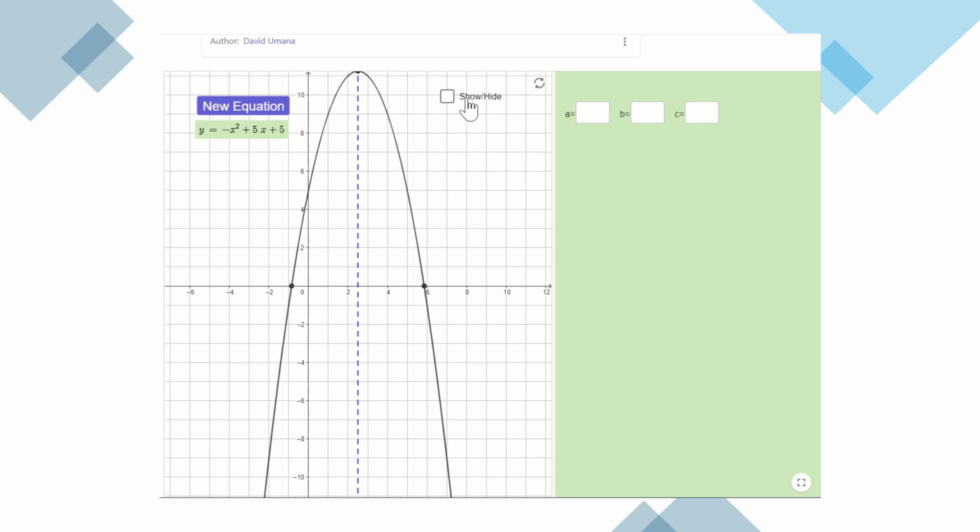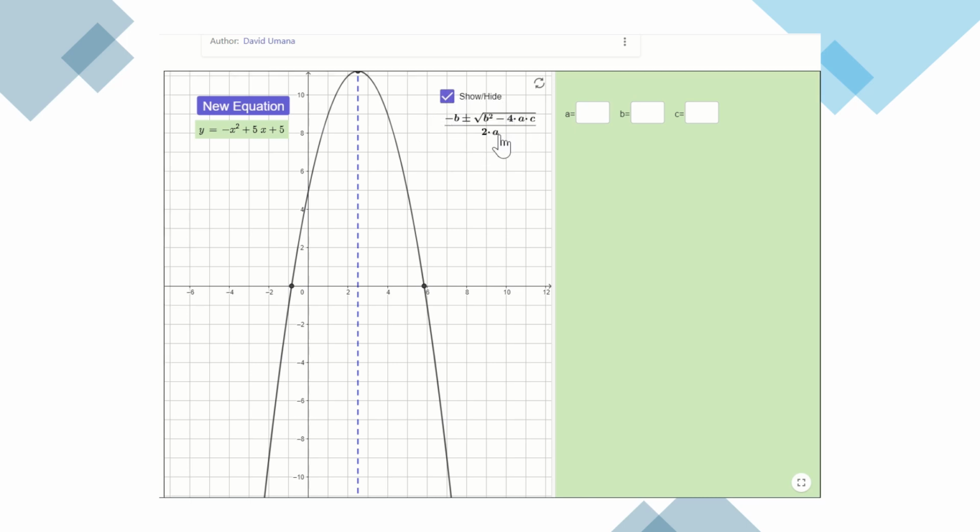I see something that says show and hide. I'm going to click on it. It gives me a review of the actual quadratic formula. And next I see that I have slots for A, B, and C. Taking a look at my formula, I happen to know that A is -1, B is 5, and C is also 5. Press enter.